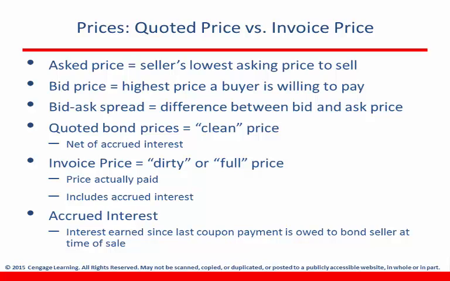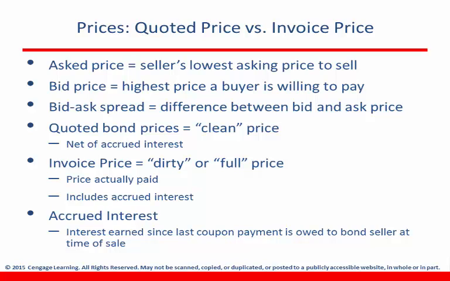All right, let's talk real quick about prices and the quoted price versus the invoice price. And what's important here to remember are the terms clean price versus dirty price. So the clean price is going to be the quoted price, and the dirty price is going to be the invoice price. Okay, we've already talked about the ask price, and the bid price and the bid-ask spread. But the quoted bond price, or that clean price, is going to be net of accrued interest. Okay, and so the accrued interest has been taken out. Whereas the invoice price, or the dirty price, is going to actually include that accrued interest.